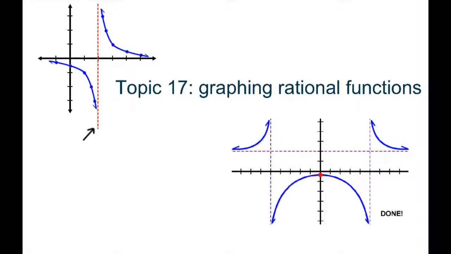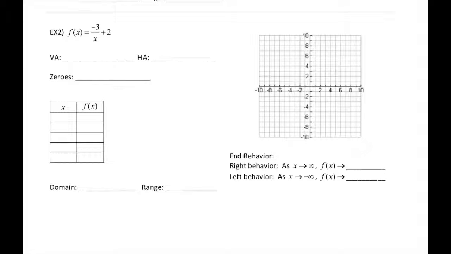This video is on topic 17, graphing rational functions. We're going to start with example number 2. So the first thing we want to find are the asymptotes, the vertical and horizontal asymptotes.